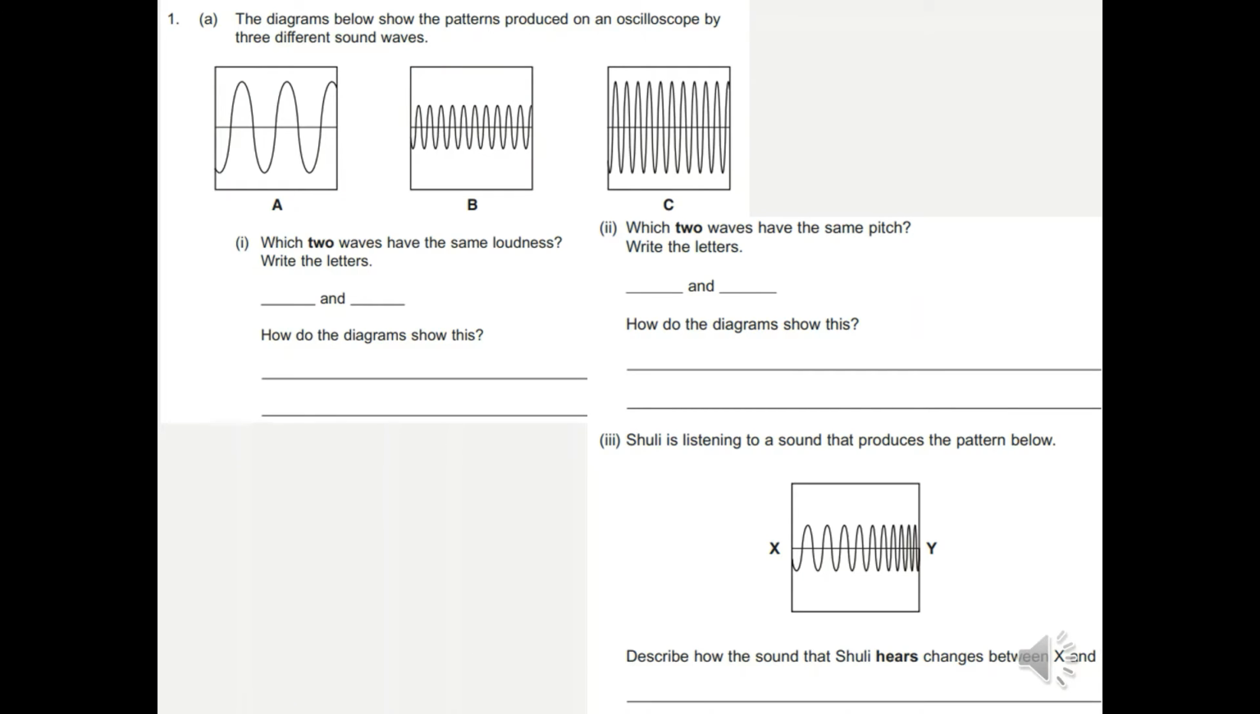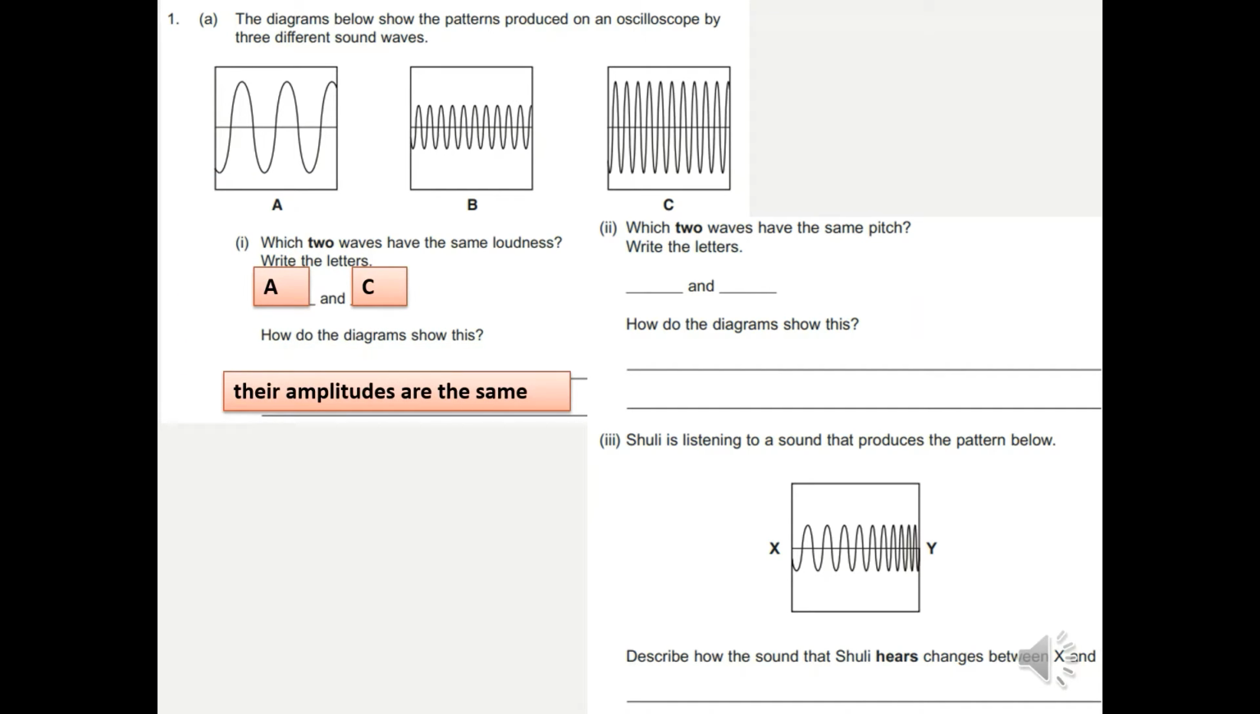Now the diagram below shows a pattern produced on an oscilloscope by 3 different sound waves. The question asks, which 2 waves have the same loudness? And we are supposed to write the letters. And of course here we have A and C. If we were to measure the height, we recognize that they are the same. And how is it that we know? Well, their amplitudes are the same.